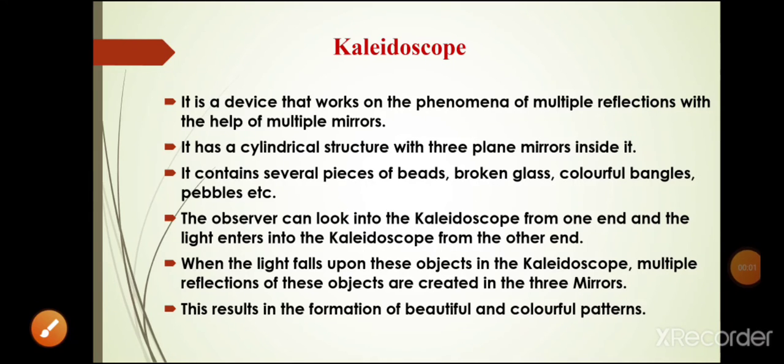Now students, next topic is a kaleidoscope. What is a kaleidoscope? A kaleidoscope is a device that works on the phenomenon of multiple reflection. In a kaleidoscope there is a set of 3 mirrors inclined to each other at 60 degrees. If you want to make a kaleidoscope, what material is required? We require 3 rectangular pieces of mirror, 1 cylindrical cardboard tube, small pieces of colored glass or bangles, pebbles, beads, 1 ground glass plate, and sellotape or any adhesive material.